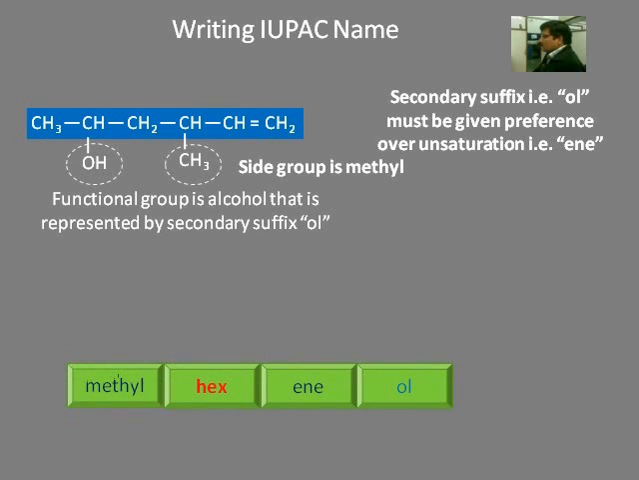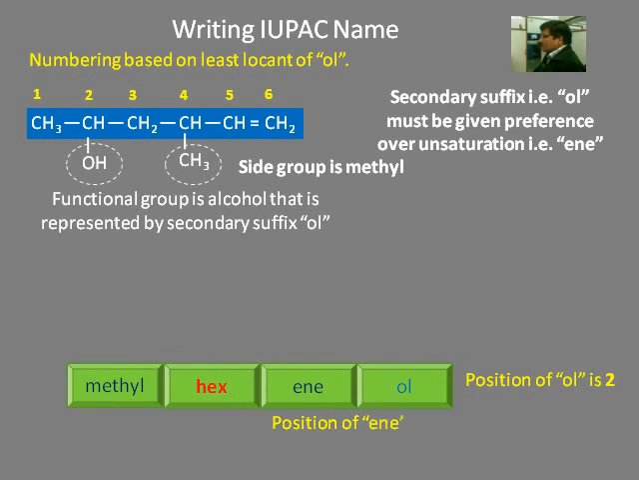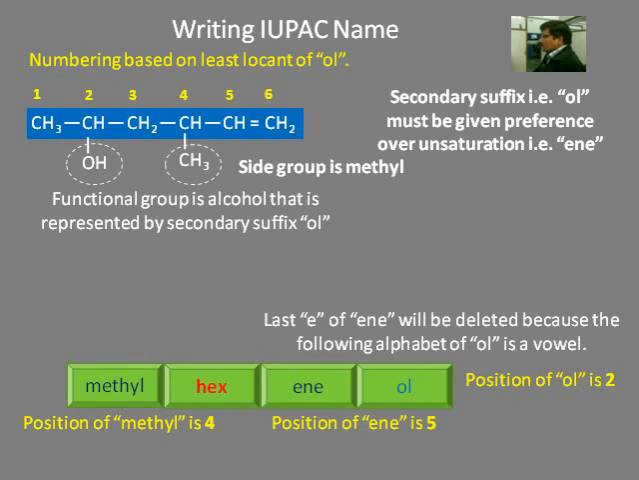If we do the numbering of this principal chain, that can be done from left side. 1, 2, 3, 4, 5 and 6. Numbering is based on the least locant of ol because secondary suffix will get the preference. So position of ol is 2, position of ene is 5, position of methyl is 4. The name will become, last e of ene will be deleted because the following alphabet of ol is a vowel. 4-methyl hex-5-ene-2-ol will be the IUPAC name of the compound.